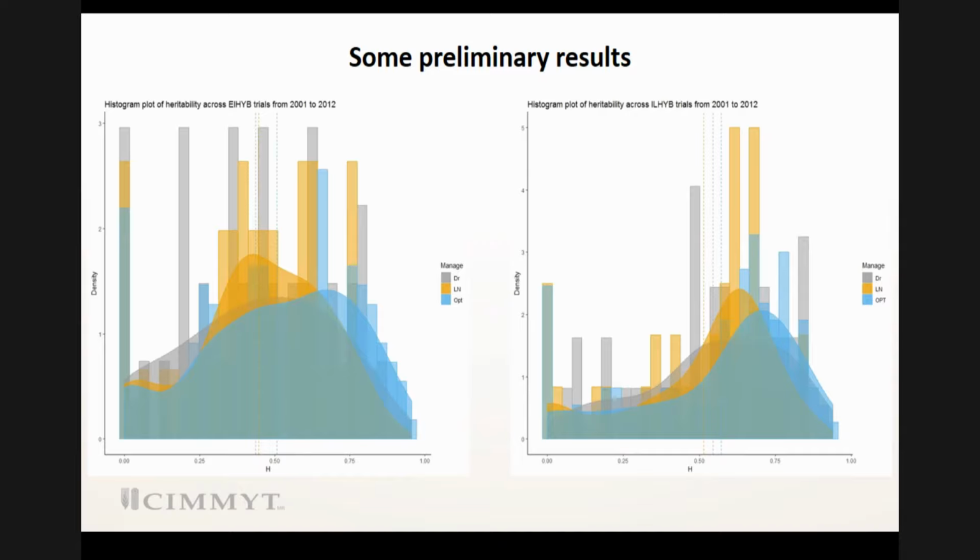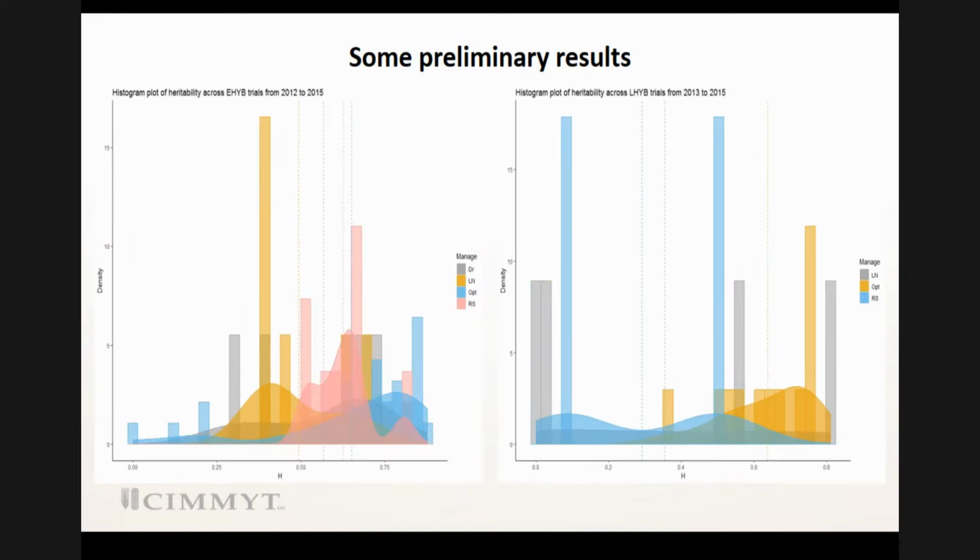These dotted lines simply show the average heritability estimate, for example, for drought conditions. What was the average heritability estimate for the trials under that condition? The blue one shows optimal conditions, the yellow one low nitrogen conditions. This is for the most recent years up to 2015, because this is the data which I already have and which a lot has been done on so far, and I think analysis can proceed on that one.